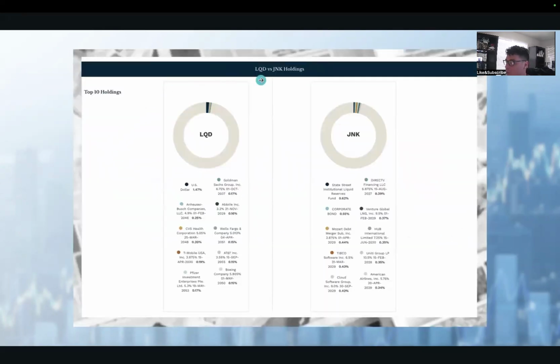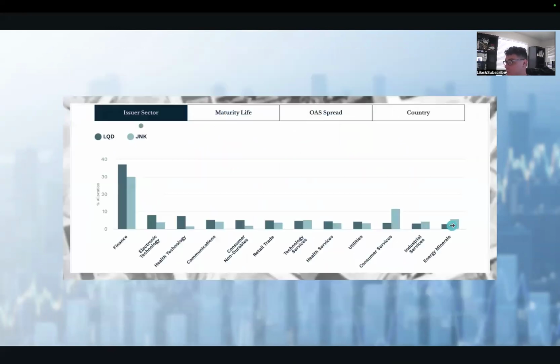And if we take a look at the holdings here, we can see the top 10 holdings are going to be bonds from Goldman Sachs, AbbVie, Anheuser-Busch, CVS, Wells Fargo, AT&T, T-Mobile, Pfizer, and Boeing. Okay, so these are much more high quality grade companies than something like JNK, right? They've got DirecTV in here. They've got Venture Global, Hub International, Mozart Debt Merger, Tibco. They've got Unity. They've got American Airlines, Cloud Software.